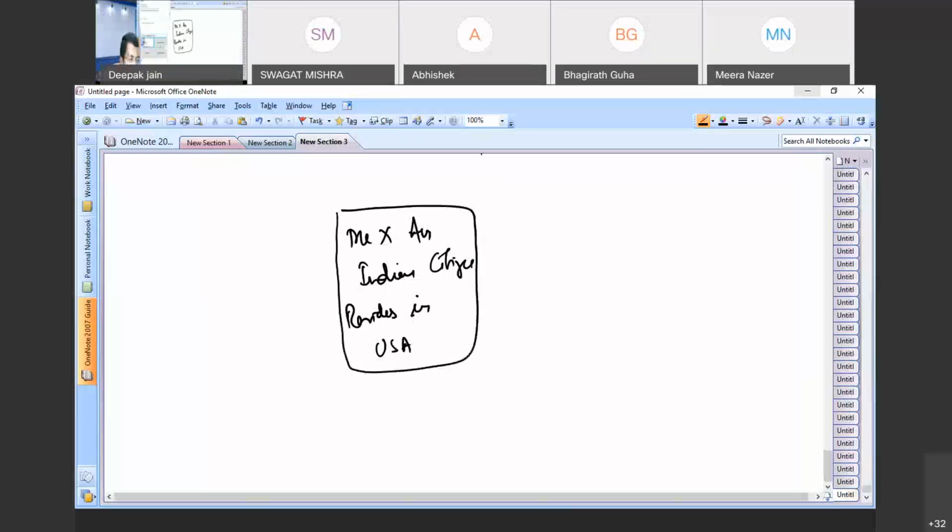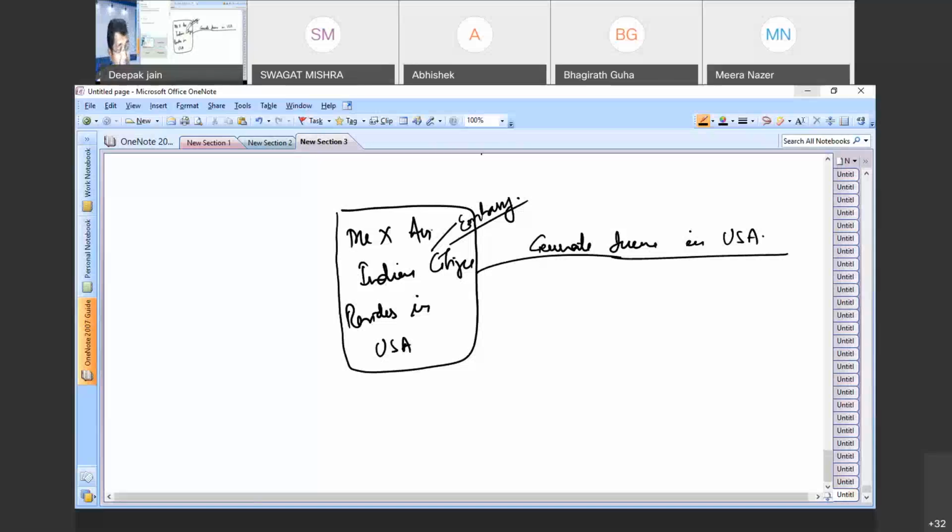Next what? Sir, if he generates income for India, means generates income in USA? Yes, sir. In USA, he is working for India and the Indian government pays him. It means he is working in an embassy? Sure, sir, like that. Then such income shall be taxable in India.